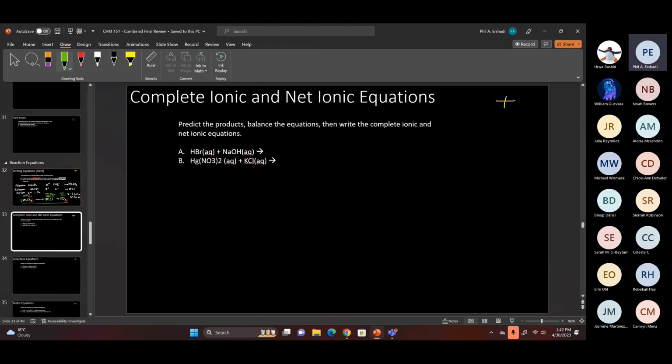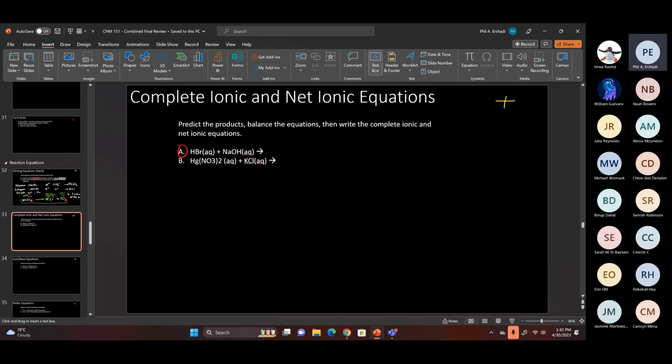All right, let's talk about complete ionic equations and net ionic equations. So let's start right there in part A. We have two reactants, and the question asks us to predict the products. When I do these, I want to start by breaking everything apart into ions.